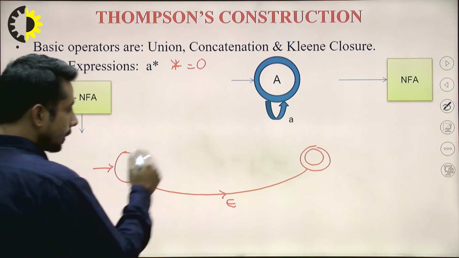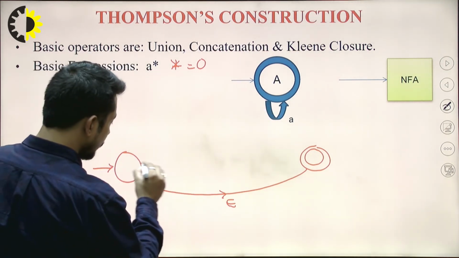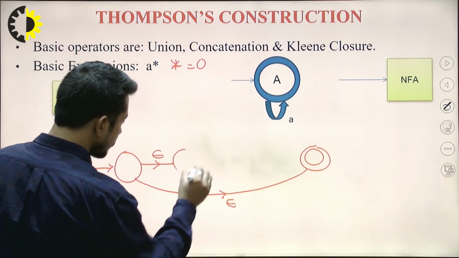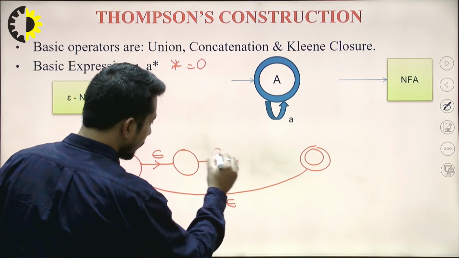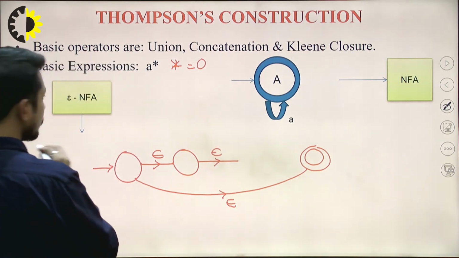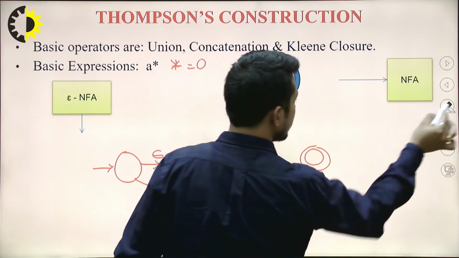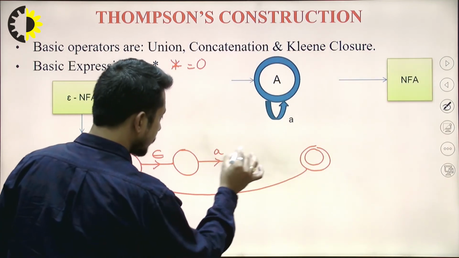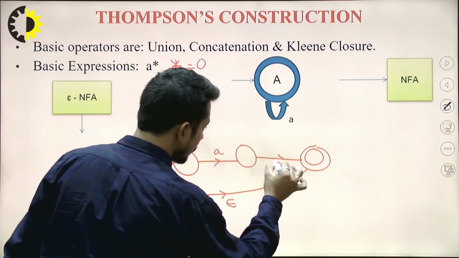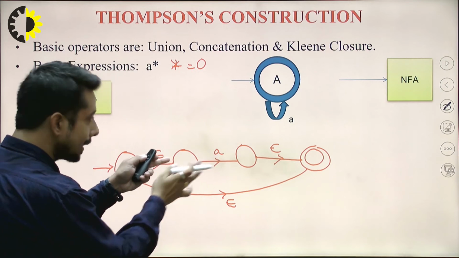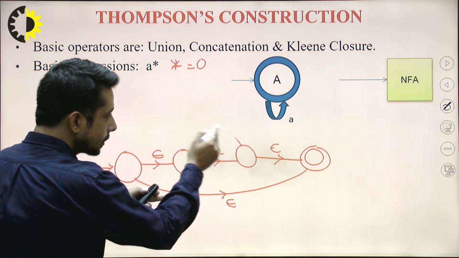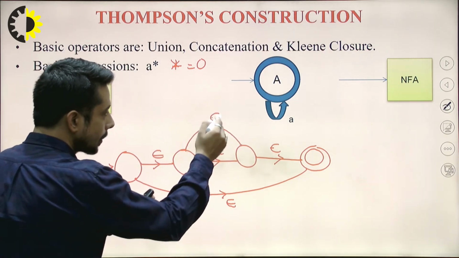Okay. Then next for A, single A, what will I do? I will draw an epsilon transition. I will take another state. Again, I will draw an epsilon. Over here I will be taking an A transition, and then this one epsilon. But in order to make this A a self loop, I will just backtrack here with an epsilon transition.